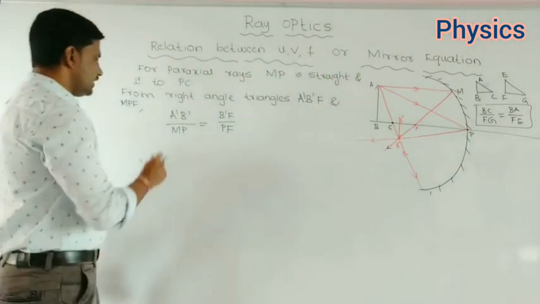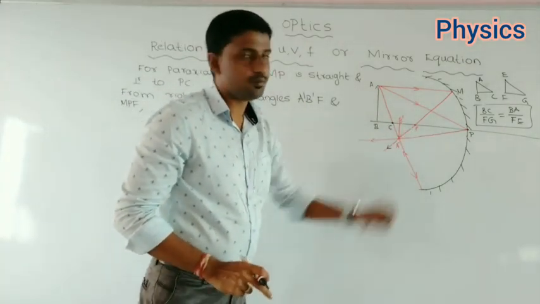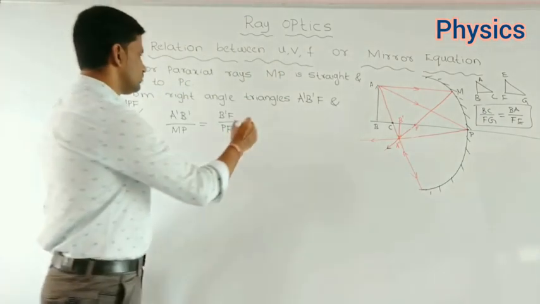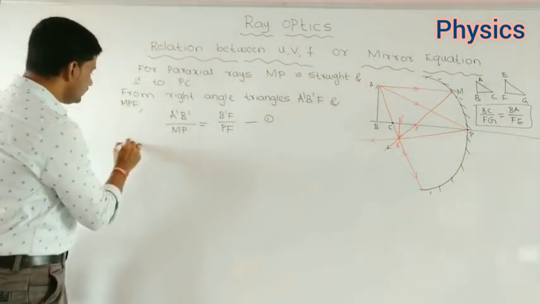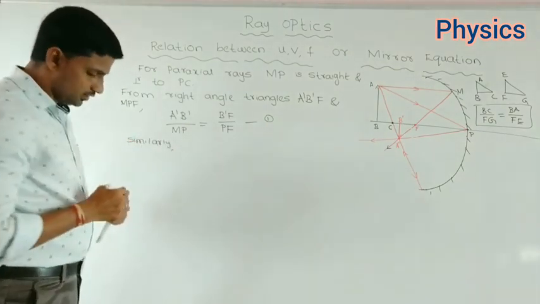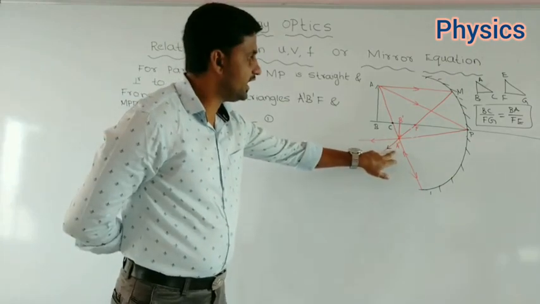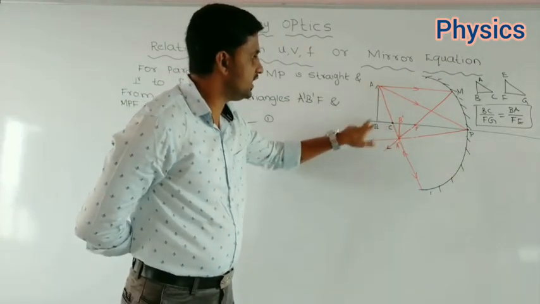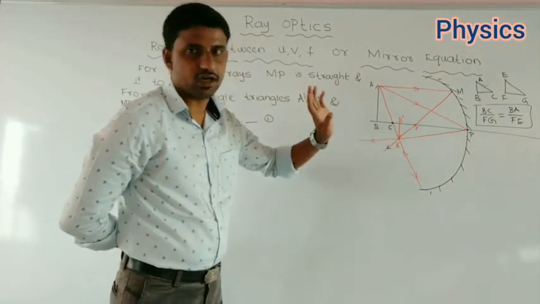So this is from the A dash B dash F and MPF triangles. This one I am taking as equation number 1. Similarly, I am taking another two triangles, that is A dash B dash C and ABC. They are also right angle triangles and they are similar.